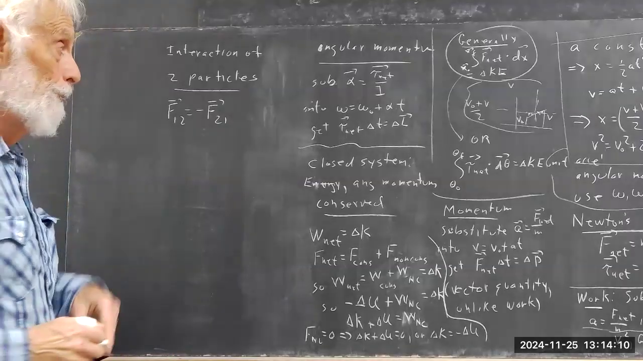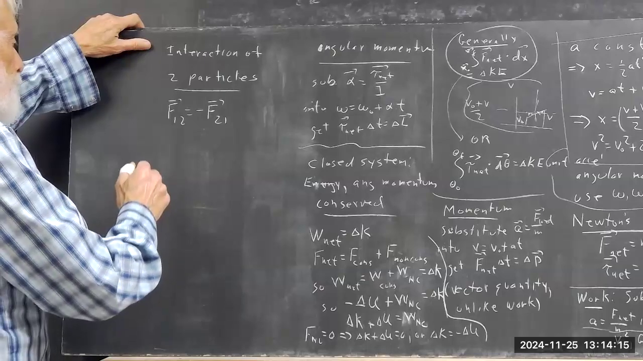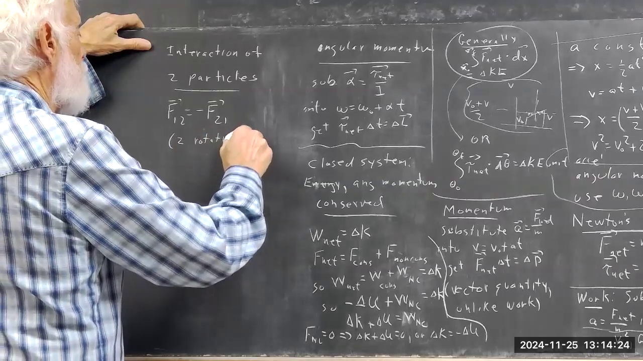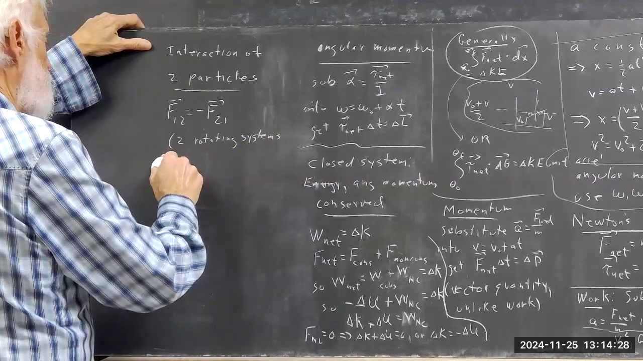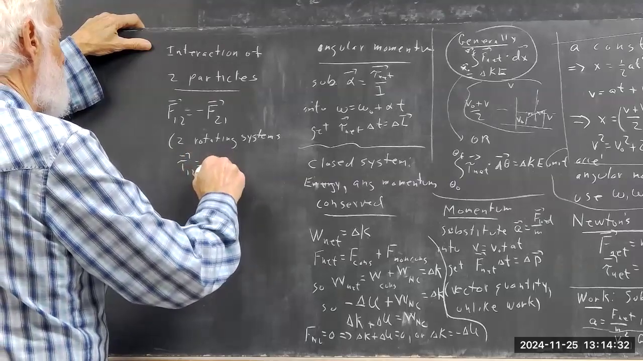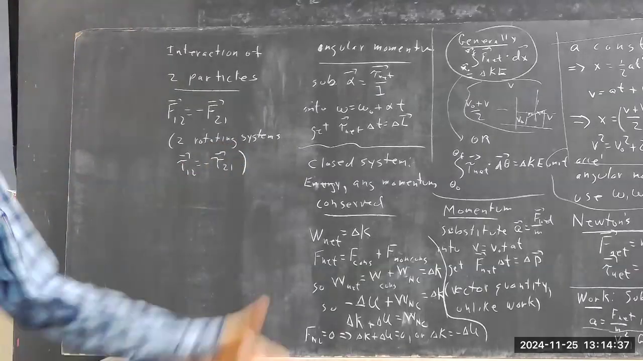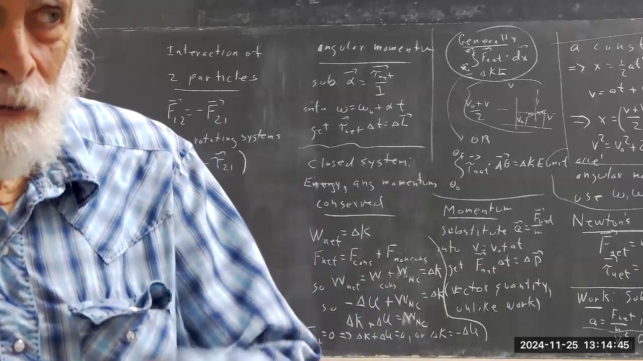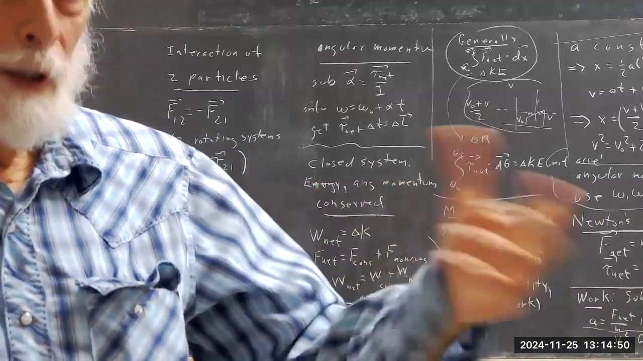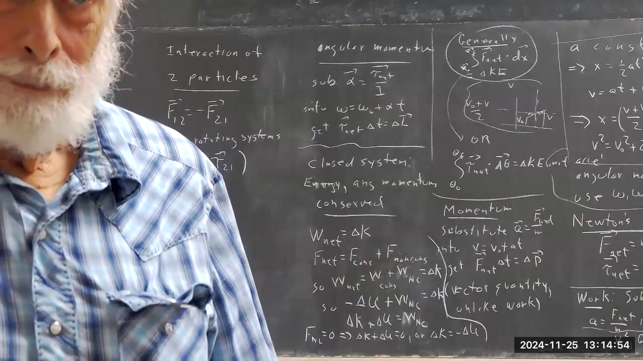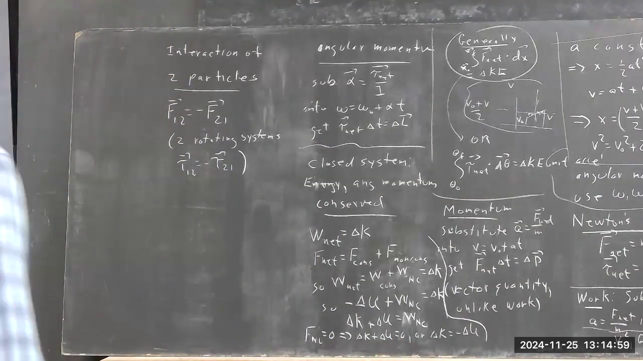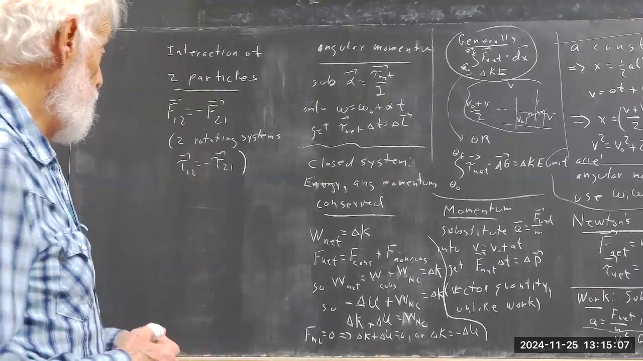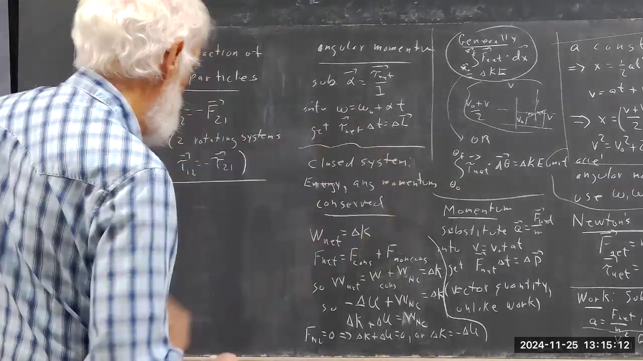Equal and opposite forces. If it's two rotating systems, it's the torques that are equal and opposite, because wherever they exert their forces, they're being exerted at the same position relative to whatever, but in this case, relative to the axis or point of rotation. Okay? So you're going to get equal and opposite changes in angular momentum, just like here, you get equal and opposite changes in linear momentum.